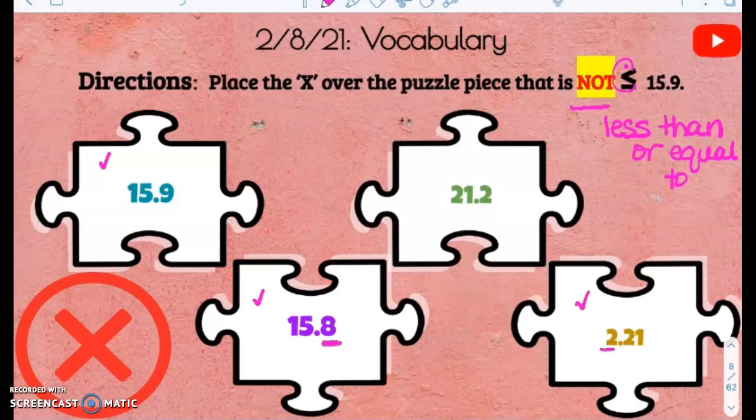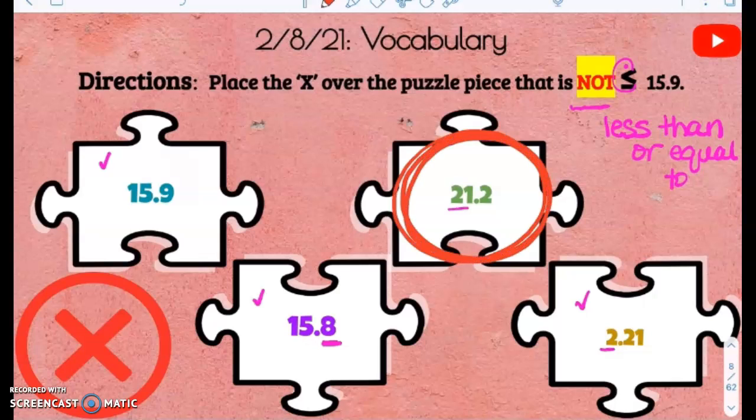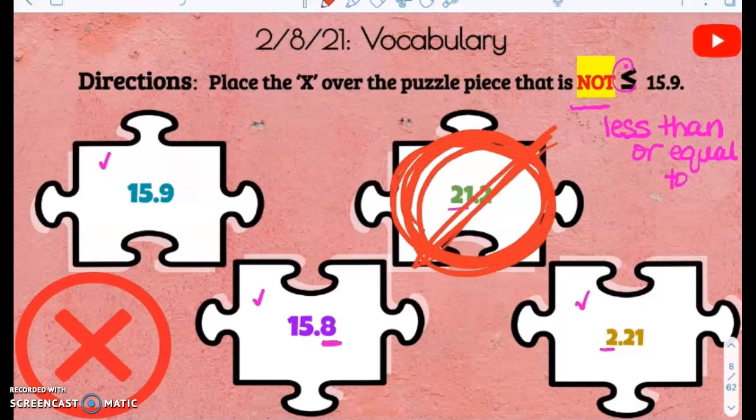Over here we have 21 and 2/100. 21 is bigger than 15, so we are going to put that X over the green one. So put that X over that green one. And then that is going to be it for your vocab. Great job!